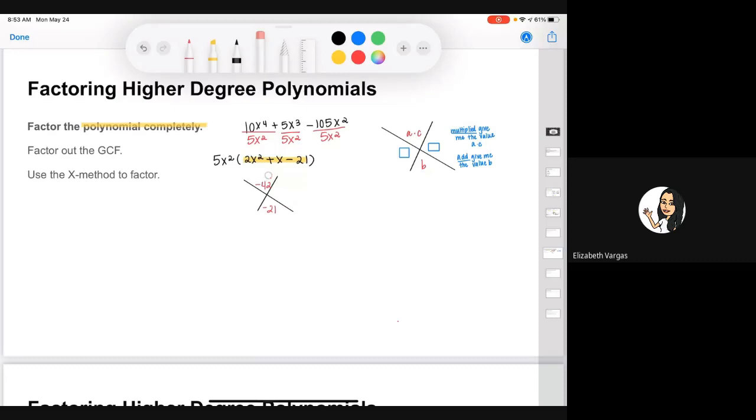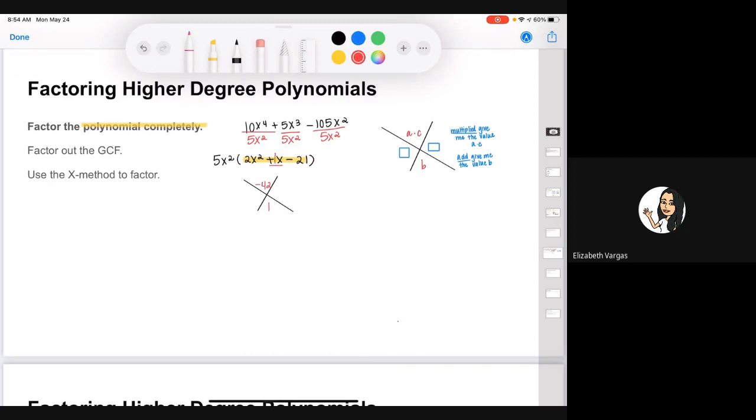Okay, so that's where I am. I'm looking for factors that multiply together to give me negative 42 and add together to give me negative 21. Oh, this is B, sorry, not C. B is 1.